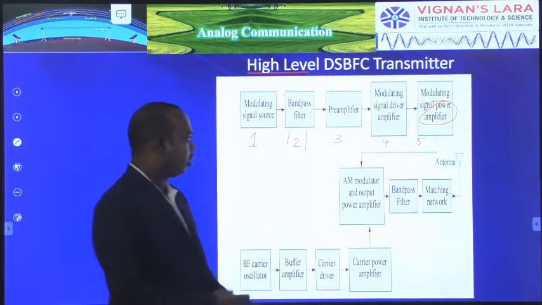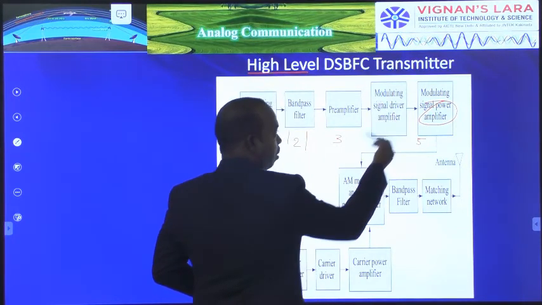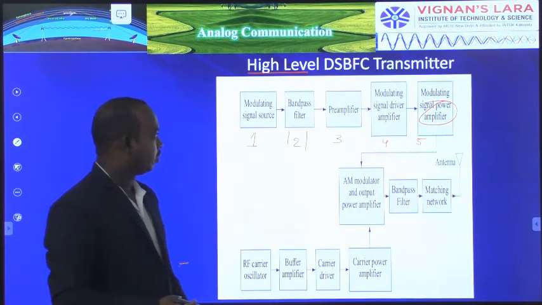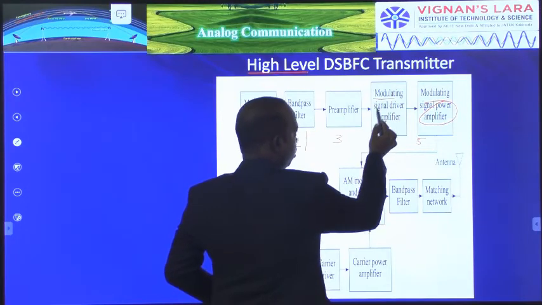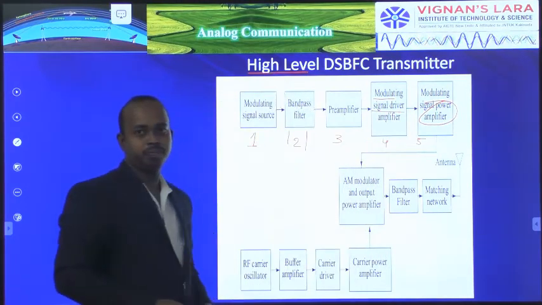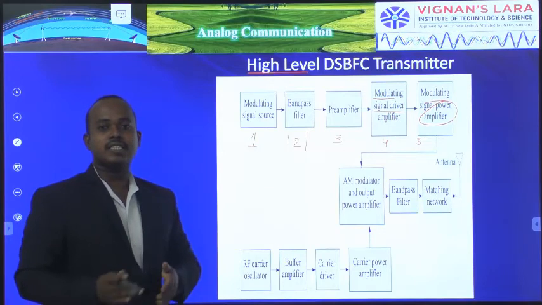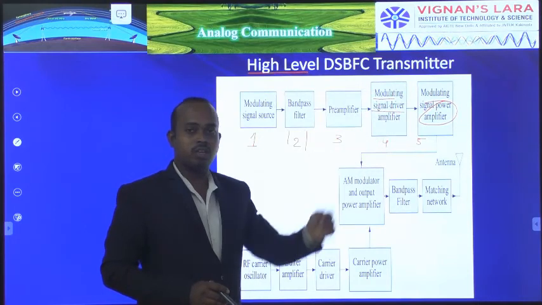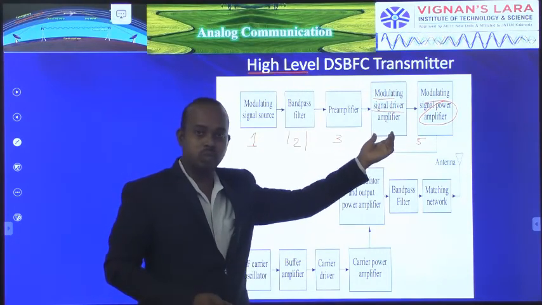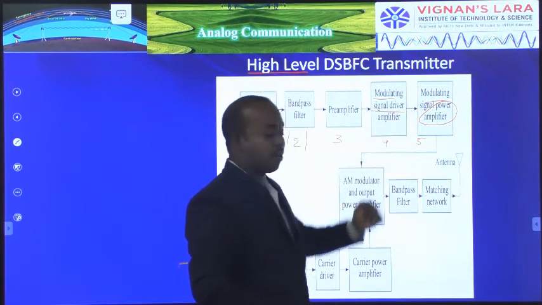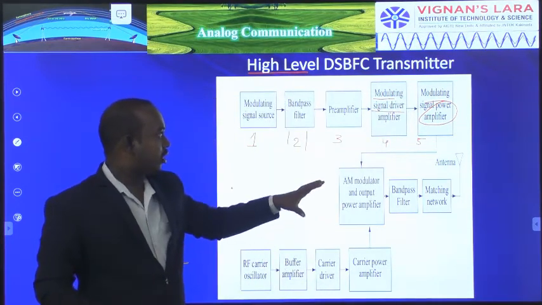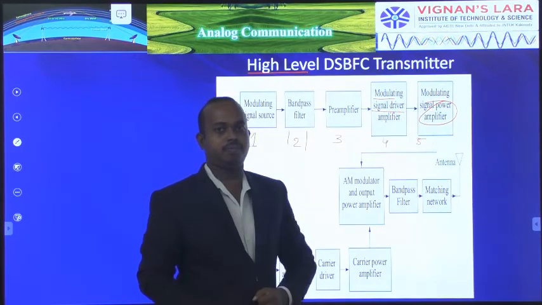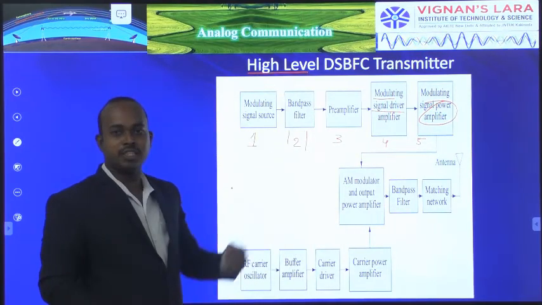In the high level category, this signal is assigned to the power amplifier. Before the power amplifier, first of all you drive the signal using the modulating signal driver amplifier. Whatever signal you send can be accessed by the modulating signal driver amplifier. The output of this one we assign to the modulating signal power amplifier. Here the change between low level and high level is only that the power amplifier is included. This is the generation of the modulating signal.